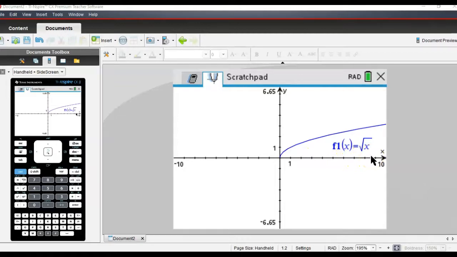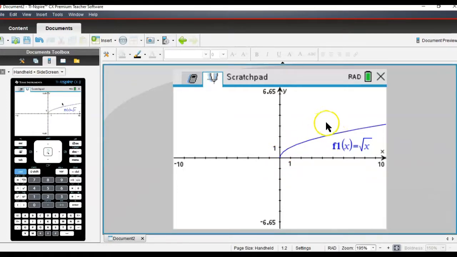Y's, same story. Here's my y-axis starting at 0. It goes up, goes up, goes up. And again, it looks like it's heading more to the right, but as it goes to the right, it is also moving upward. And so my y-values are great here on the positive side. What about my negative y-values? There is no piece of graph below this, so my y values will also be just the values that are greater than or equal to 0.